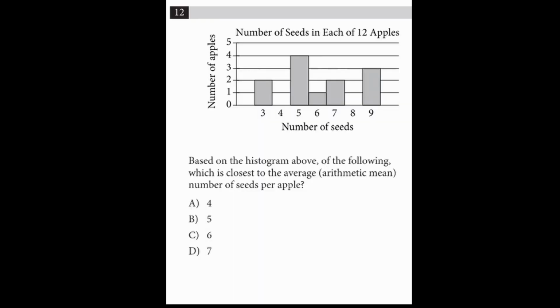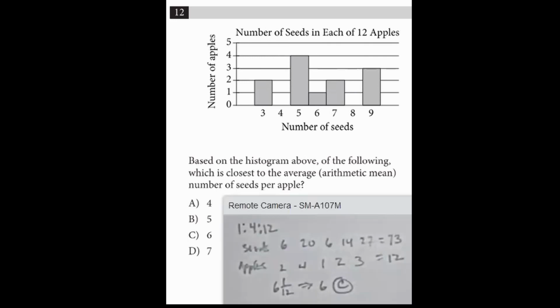Just like for that earlier problem, you want to just get into it and see what's going on. Based on the histogram above, of the following, which is closest to the average, arithmetic mean, number of seeds per apple? I mean, you have no choice but to calculate the average. If you work fast, you should probably be able to do this one within about a minute, I guess.